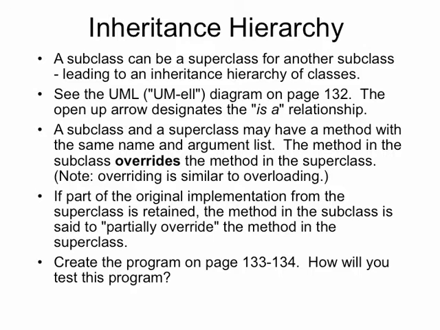A subclass and a superclass may have a method with the same name and the same argument list, and we call that overriding. The method in the subclass overrides the method in the superclass. It's similar to overloading, but it's different. Overloading is when you have two or more methods with the same method name but different method signatures in the same class or in the same scope. With overriding, you've got two methods with the same method signature, but one in the superclass and one in the subclass. If part of the implementation from the superclass is retained, we say that the subclass partially overrides the method in the superclass.